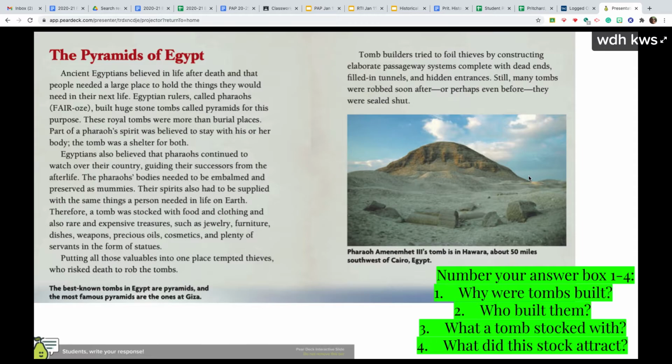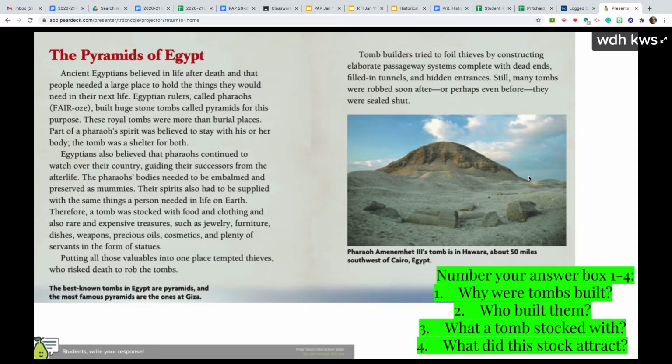Okay, what was a tomb stocked with? Jewelry, food and clothes. Yep, jewelry, food, clothes, oils, like whatever these people would have needed to live on earth was also in their tomb with them for their next life. Why would they need jewelry? To them, that was a necessity back then. They had very few things, and jewelry was one of them.